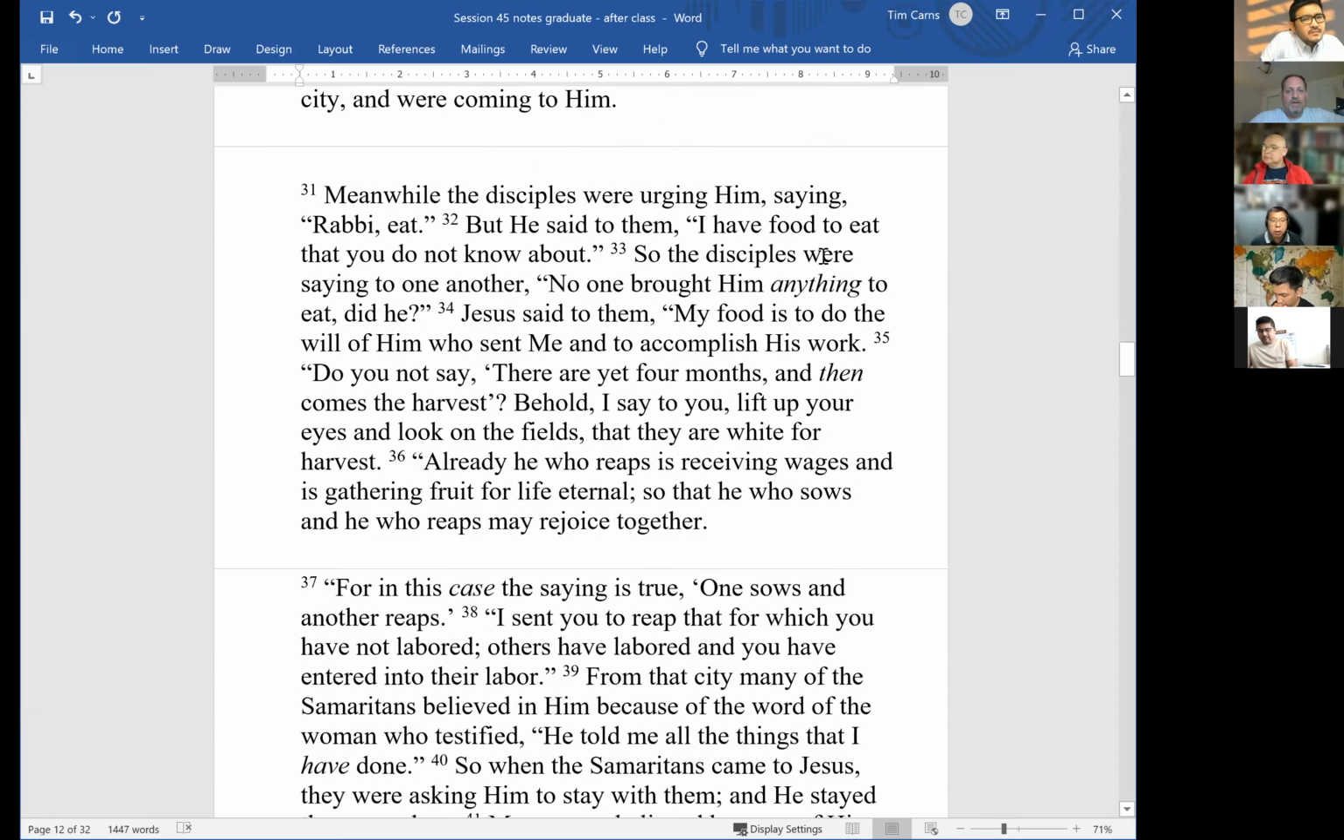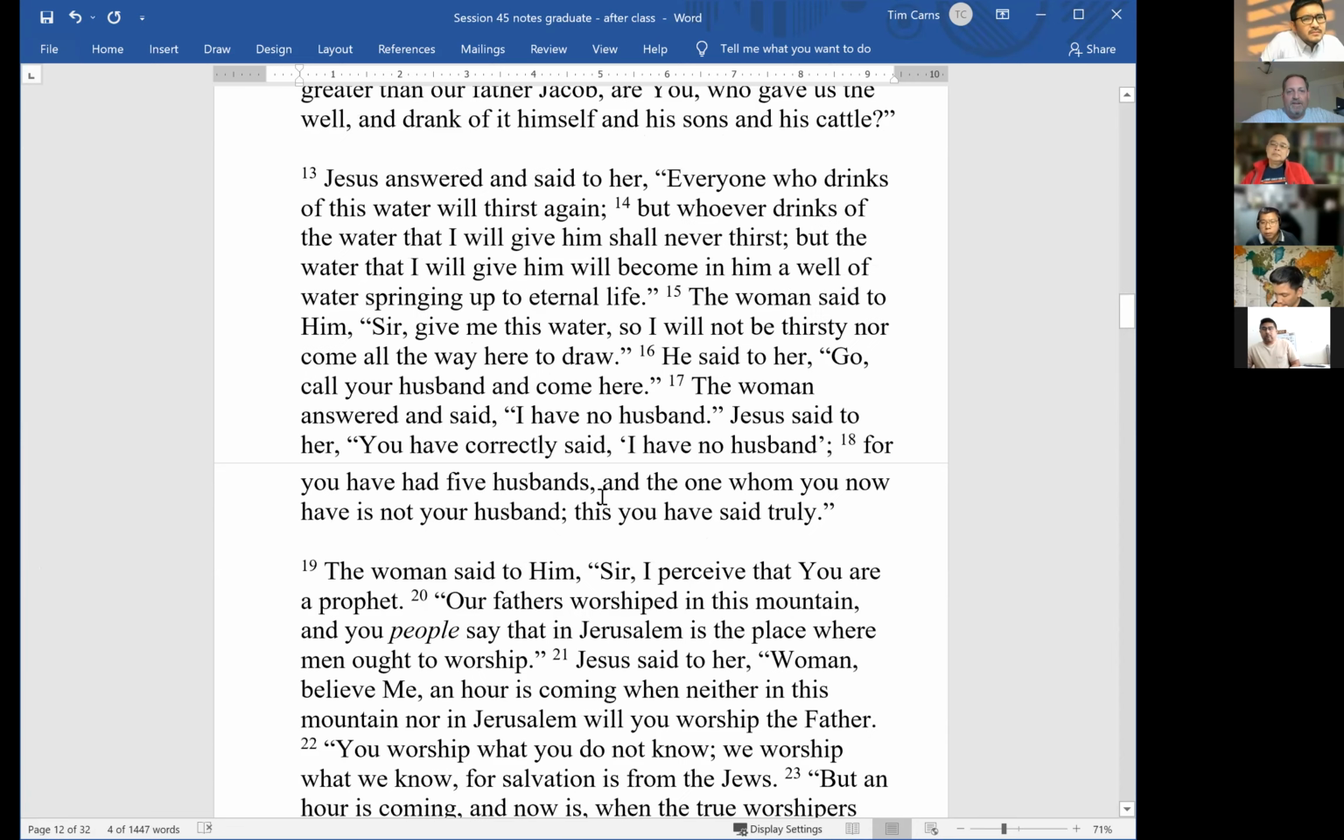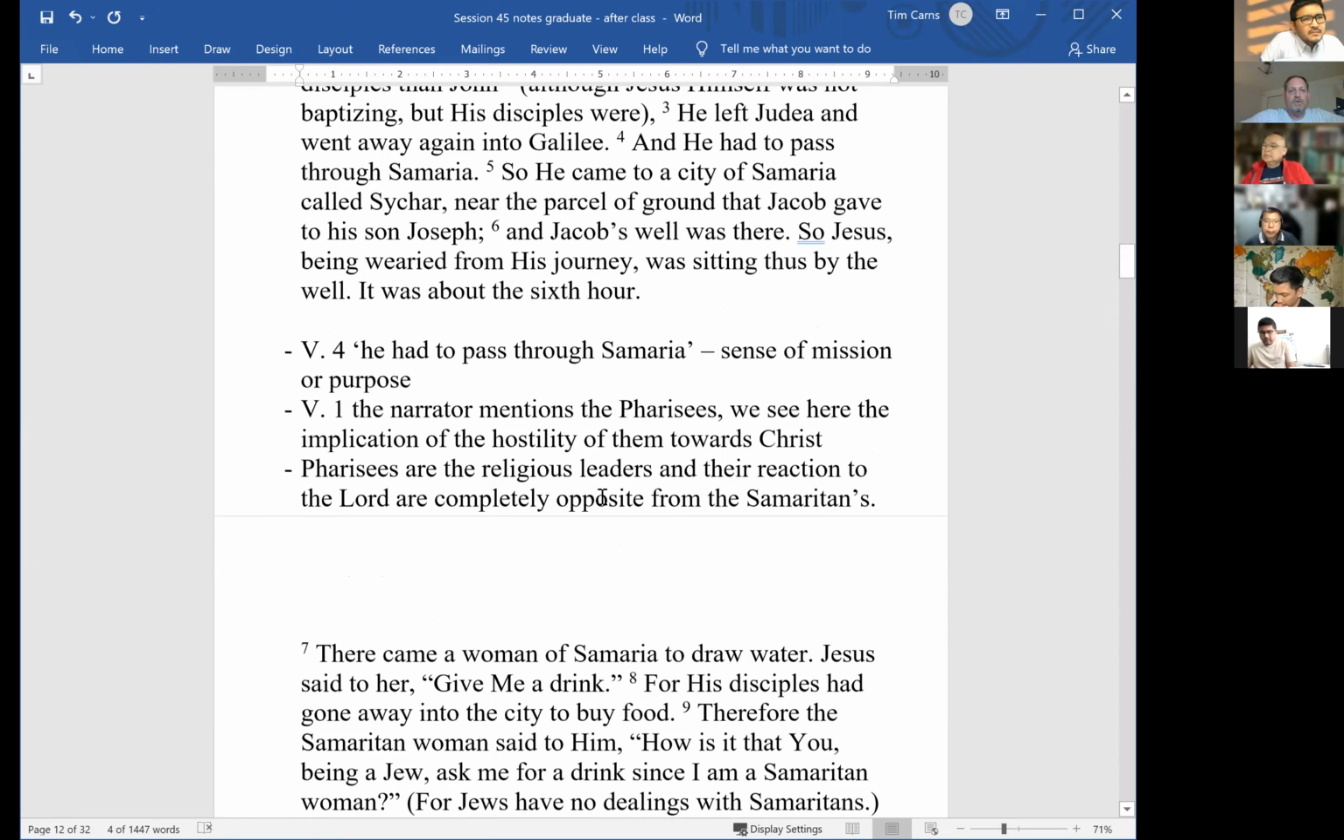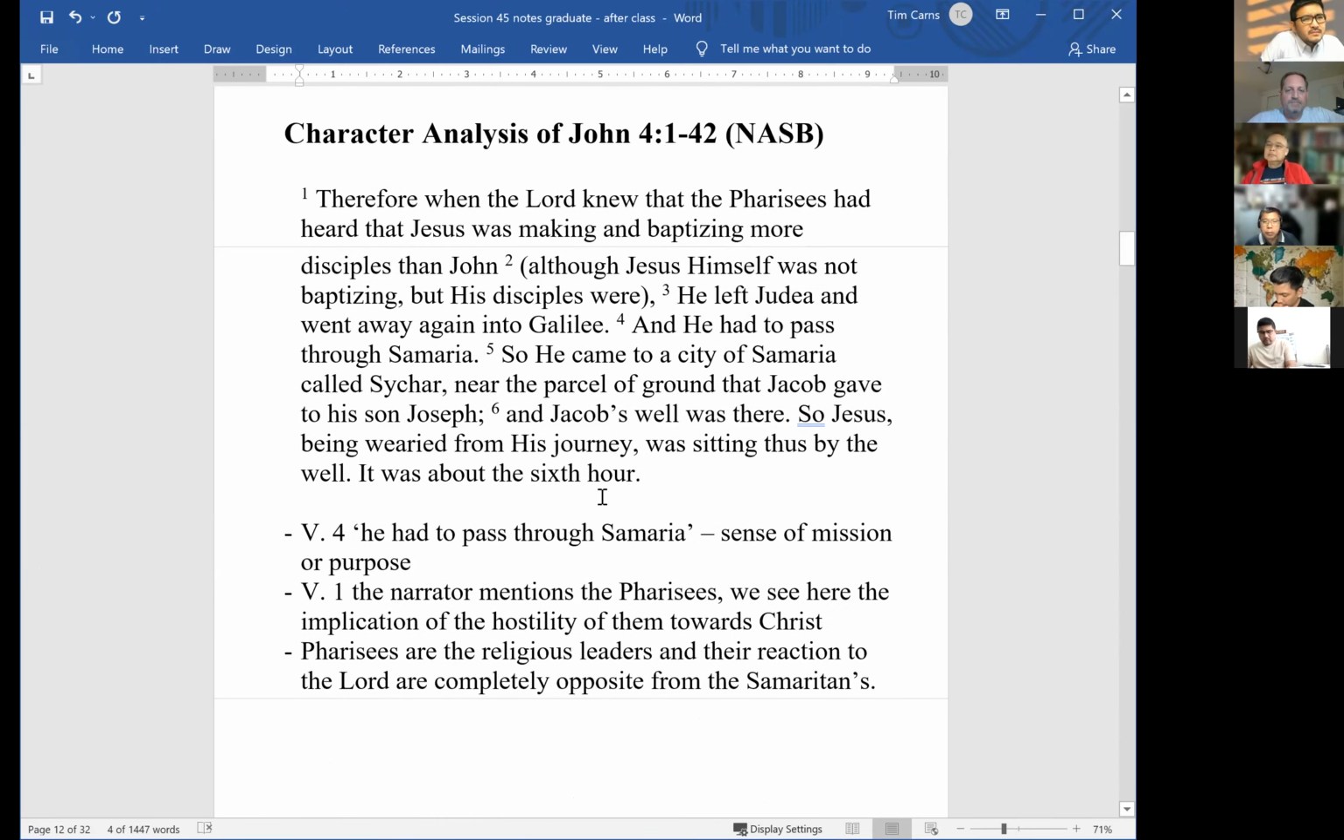Look, guys, my food is to do the will of him who sent me and to accomplish this work. Behold, I say to you, lift up your eyes, look on the field, they are white. So I think it's kind of interesting that they were fine. They were active in the ministry when they were among their own people. But did they really get a sense of the mission, that it extended beyond Judea, beyond Israel?